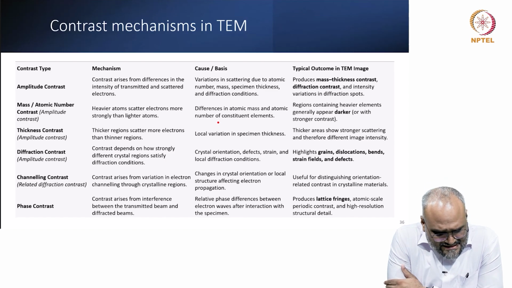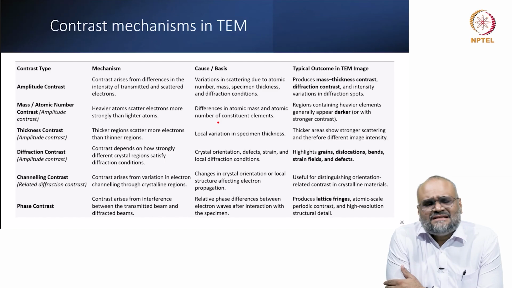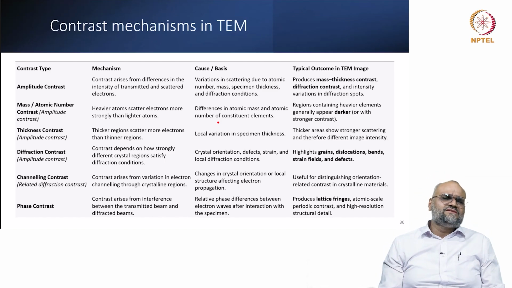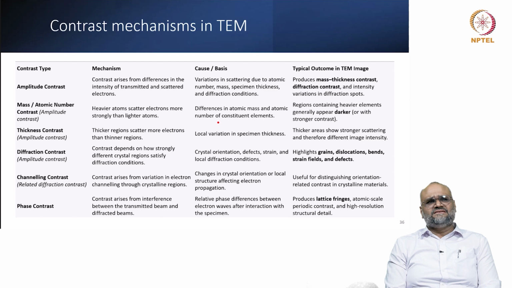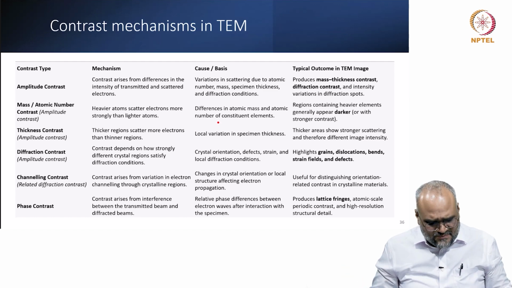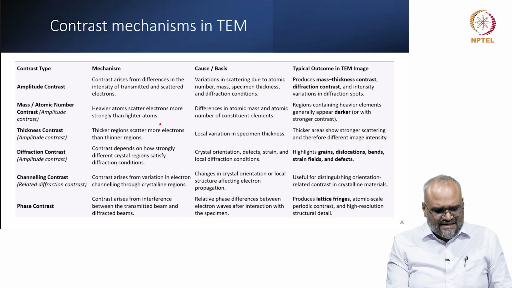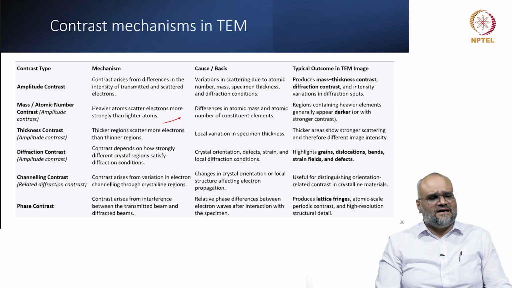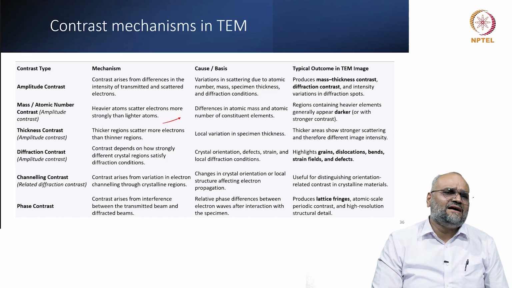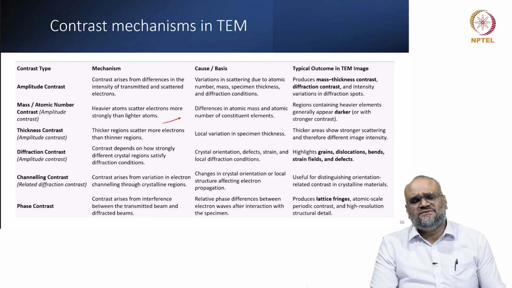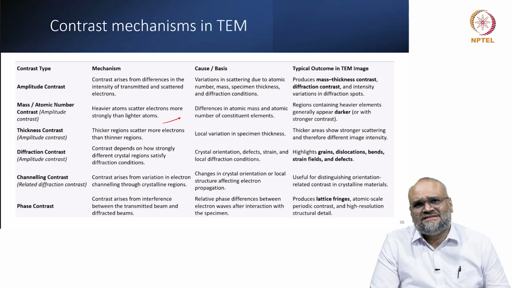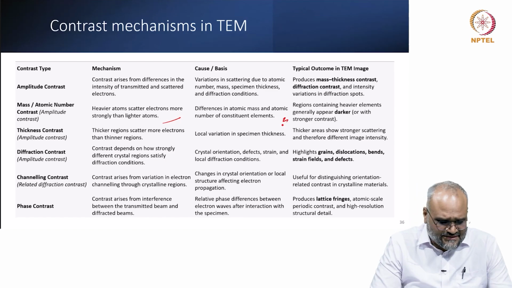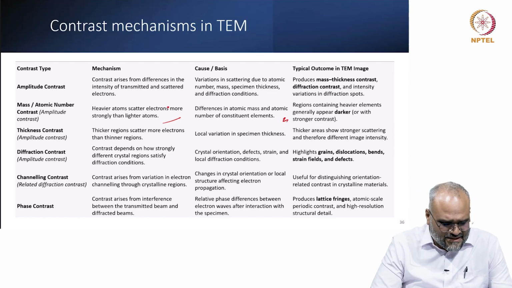In amplitude contrast, again, there is a lot of variation in the material, which is either due to the atomic number difference or the specimen thickness or the diffraction conditions, which generates this amplitude contrast. I've broken this down in detail in this particular slide here. So heavier atoms scatter electrons more strongly. We introduced the concepts of the Rutherford scattering experiment and also defined the scattering cross section, which is the probability of a successful scattering event. The differences in atomic mass and atomic numbers of the constituent elements give you the atomic number contrast.